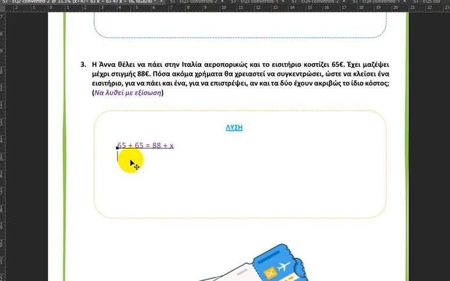So 65 plus 65 would give us 130. So 130 equals 88 plus x. We could write this as x plus 88 equals 130 if we wanted to. Then this becomes x equals 130 minus 88, which gives us x equals 42.